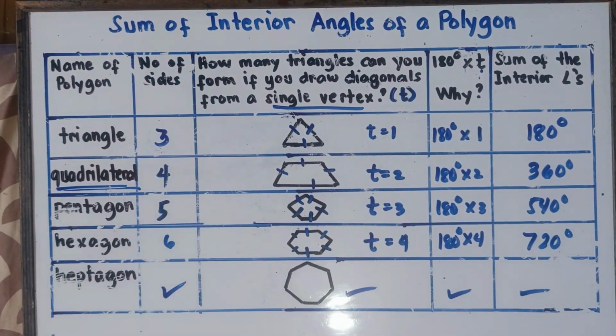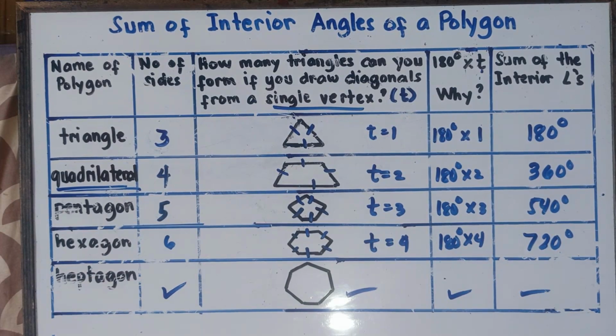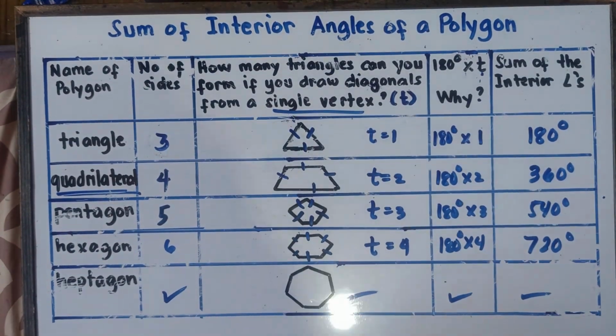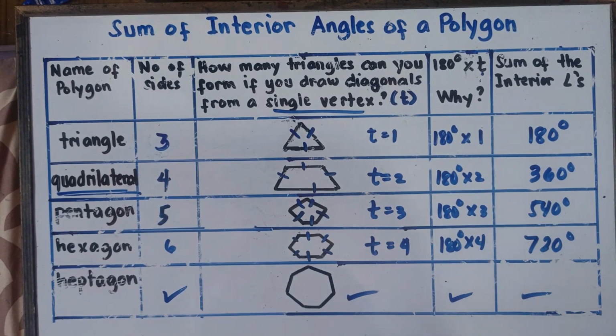That's it, class. You're all set. That's how you answer this one, class. Once again, class, you try to answer this one, heptagon, 7 sides. And then you put your answer on the comment section down below. Let me check, class, if you really understand our topic.